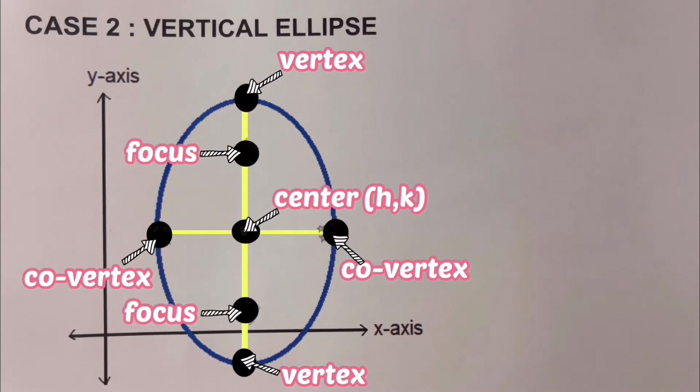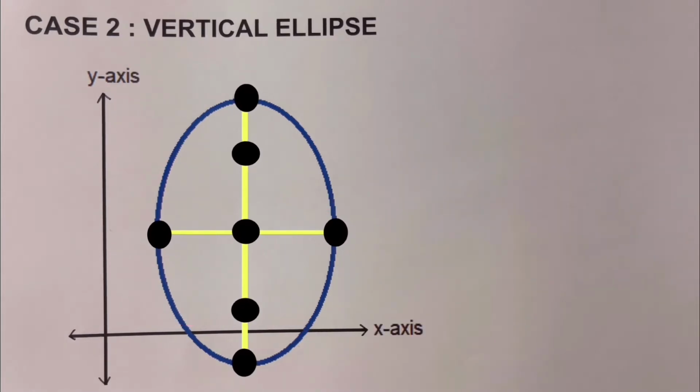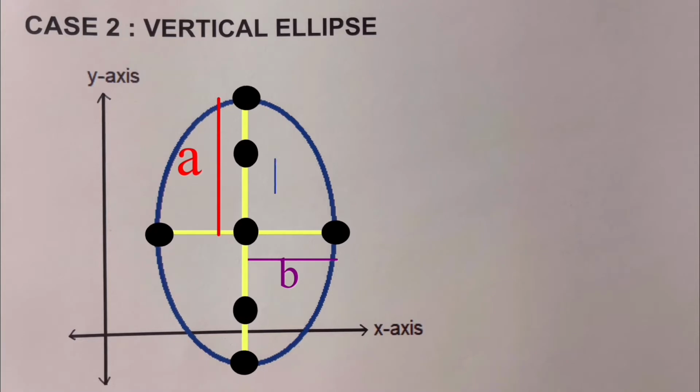Now we remember that the coordinate for the focus of a vertical ellipse is (h, k plus or minus c). We also remember that the distance from the center to the vertex is represented as letter a. The distance from the center to the co-vertex is letter b. And the distance from the center to the focus is represented as letter c.